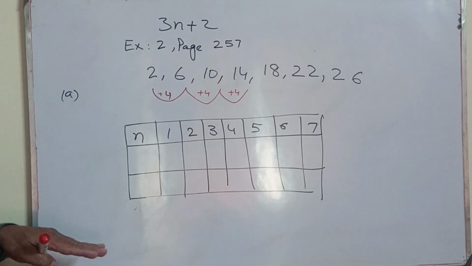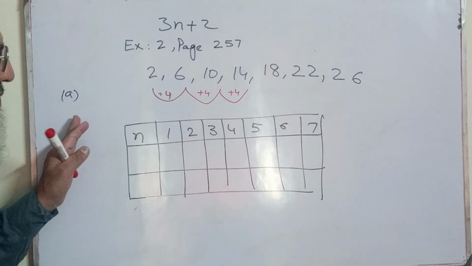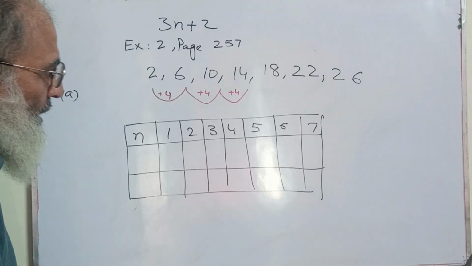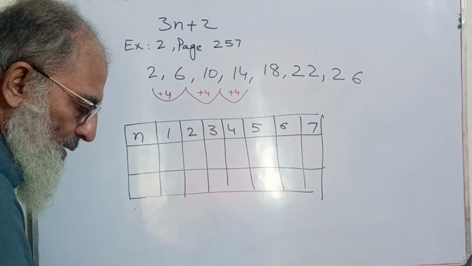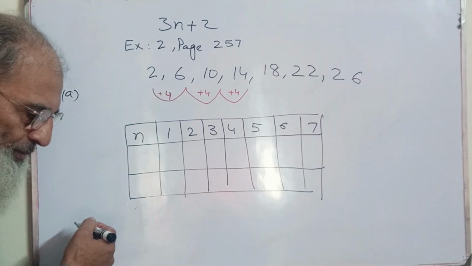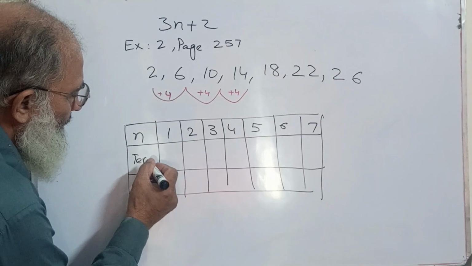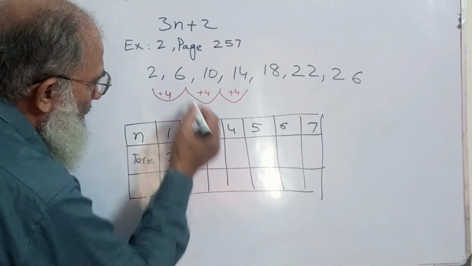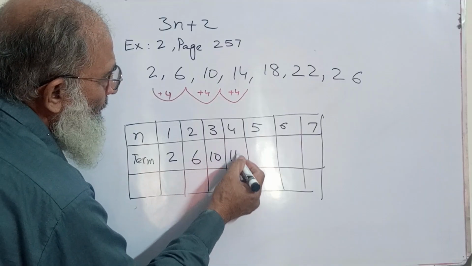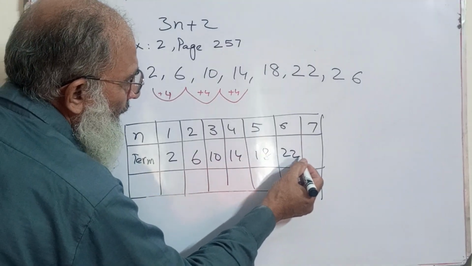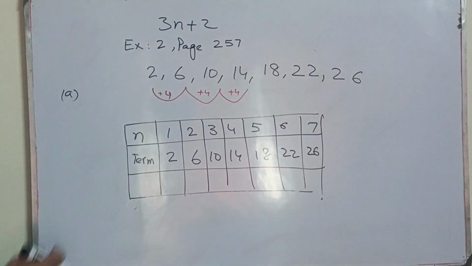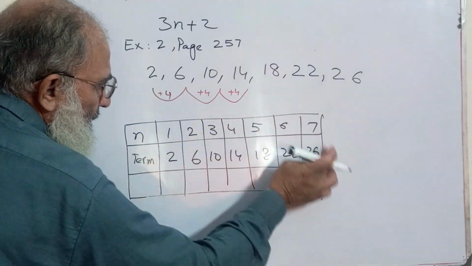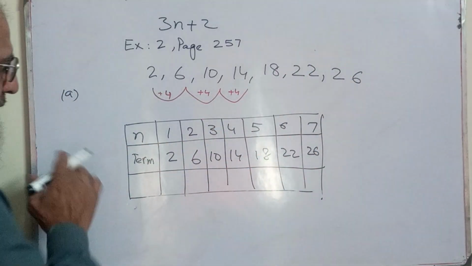And I told you how to calculate the nth term. So, my dear students, let me write the terms now. What are the terms? First term is 2, second is 6, then 10, 14, 18, 22, and 26. So I fit these terms in the term row and respective columns.